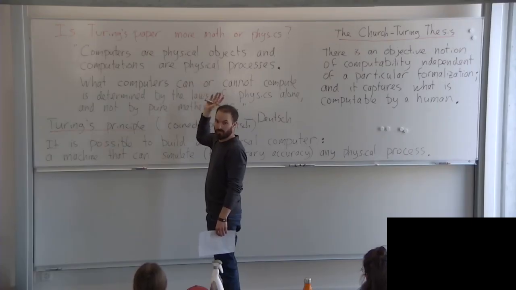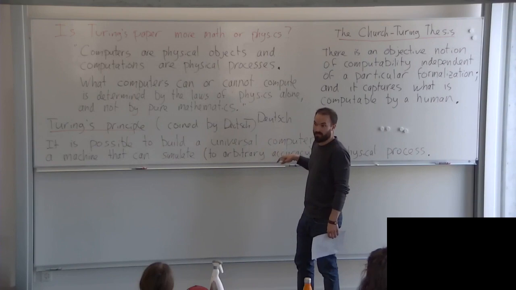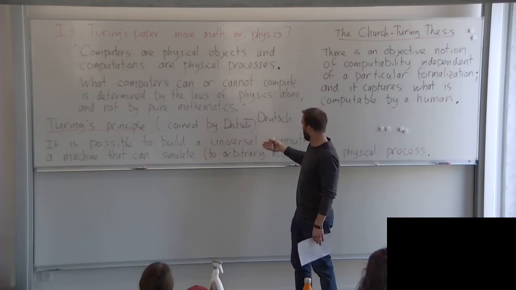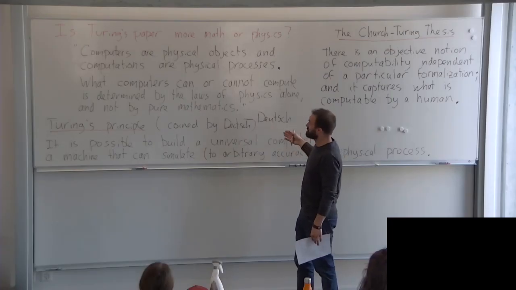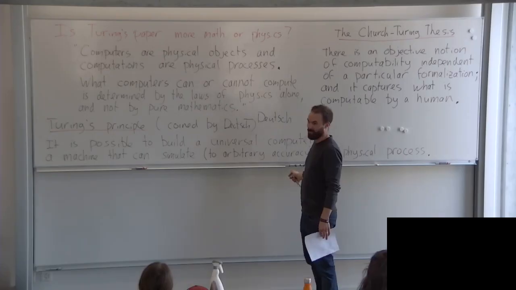So if that machine can simulate any physical process, in particular, it can simulate those that we qualify as computation. And so the universal computer here is a universal computer. It simulates any computation.